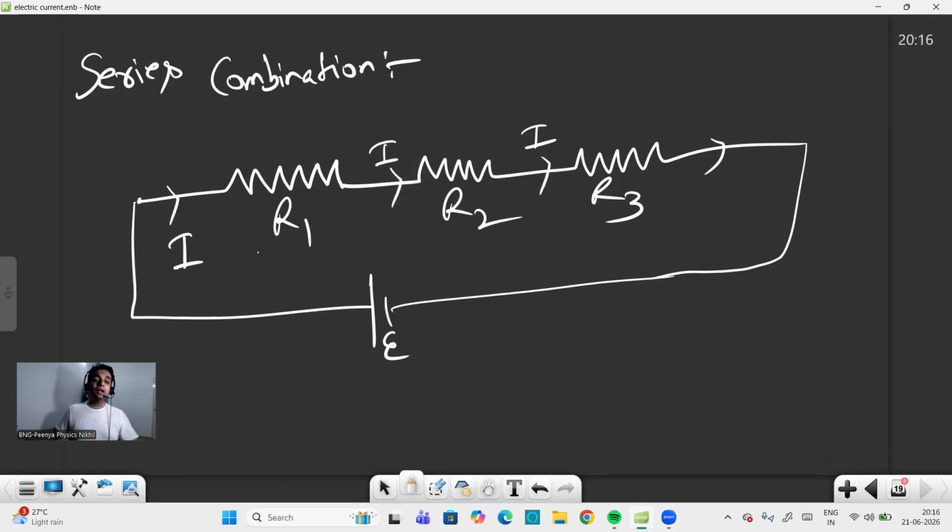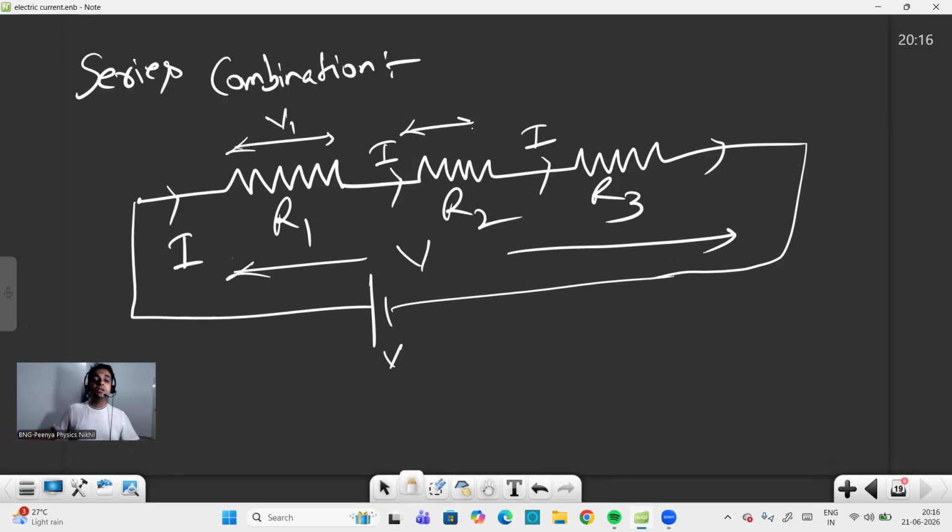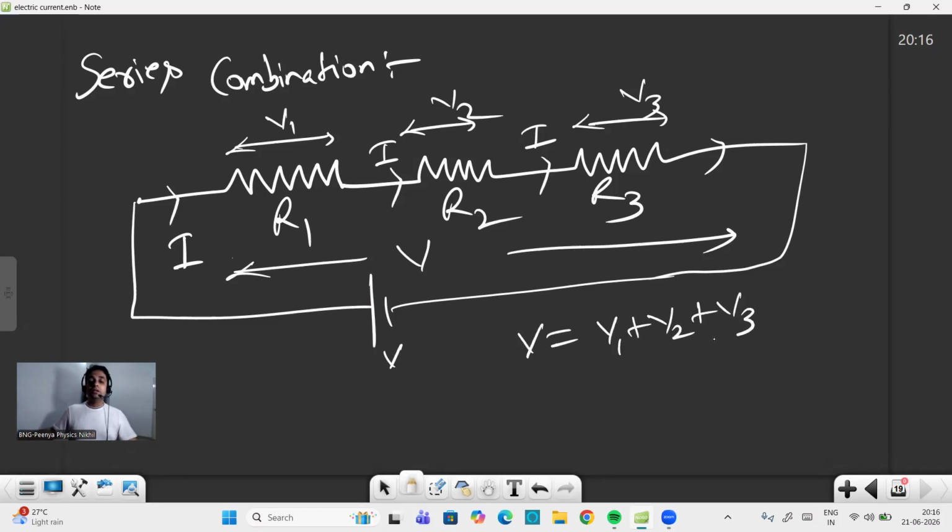Here the supply is E, or we can say it is V, for example. The potential difference generated across this is V, the total potential difference. According to Ohm's law, here the drop is V1, here the drop is V2, and here the drop is V3. So the total drop V equals V1 plus V2 plus V3.